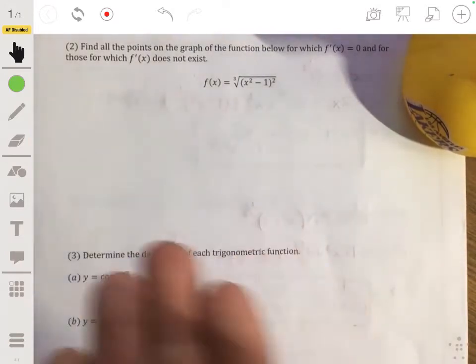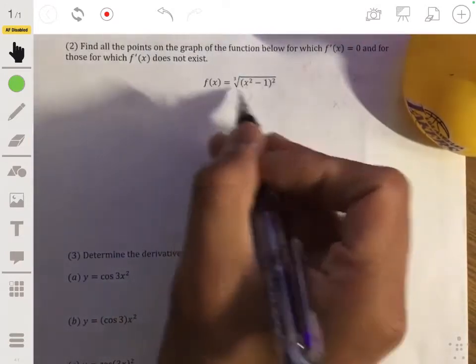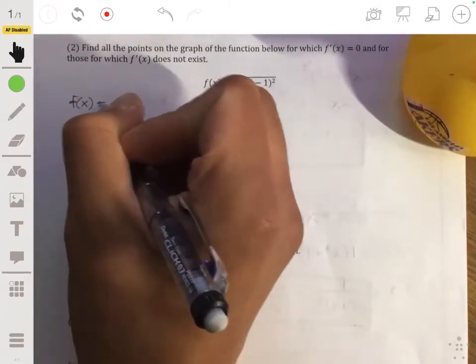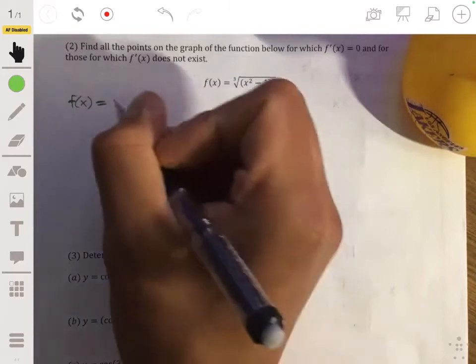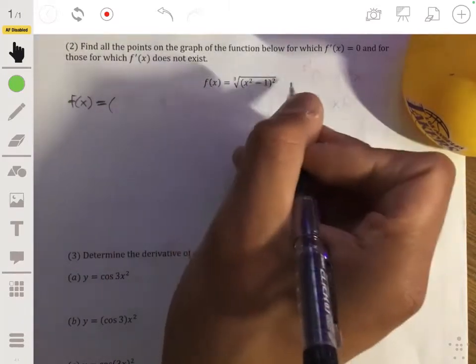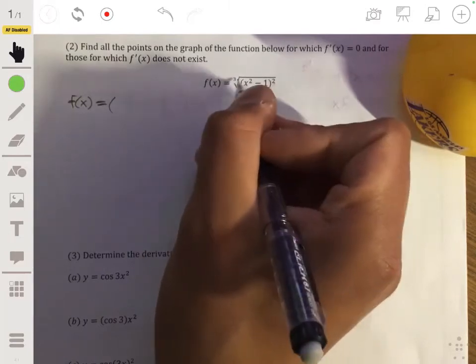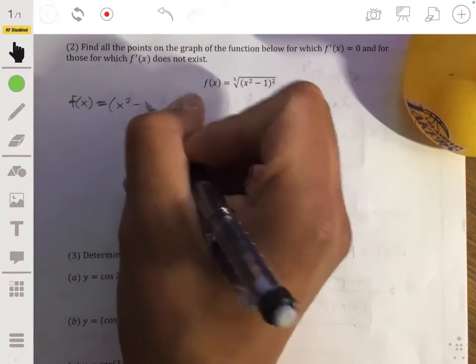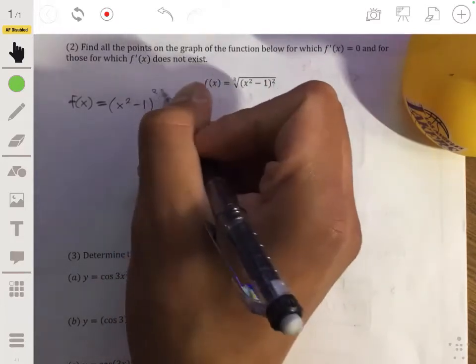So for that, we're going to use the chain rule. Let's rewrite this as f of x being equal to, that's as an exponent. So all that is the same as being raised to the 2/3 exponent, because we have a 2 inside and a third root. So it's the same as x squared minus 1, all to the 2/3 power.